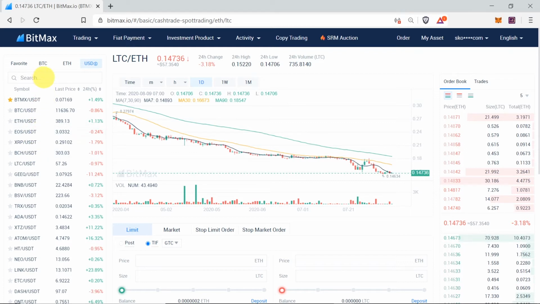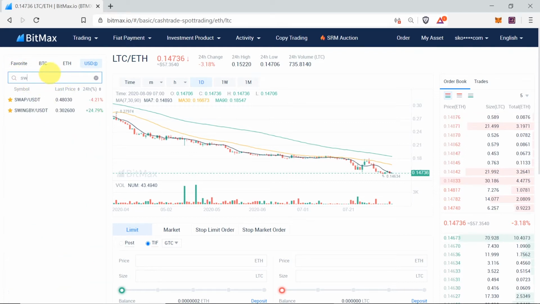And before we start, one more thing. Over here we have a search box. So if we type over here the name of the cryptocurrency, let's say Swap or Swingby, it will of course find it here, and it's easier to select them. If we put a star next to the currency that we like, it will be added to favorites. So after we go back to favorites, we will see all the cryptocurrencies that are our favorites over here on the list, so it's super easy to find them.